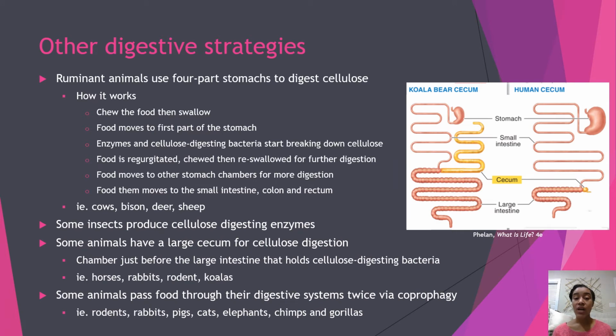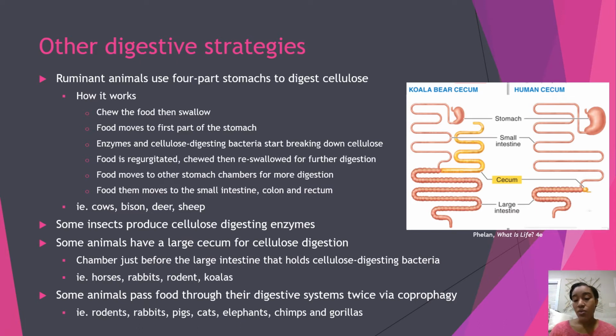There are also some other mechanisms that animals can use out there. Some insects can actually produce the cellulose digesting enzymes themselves. They don't need to have a partnership with any bacteria. Some have these really large cecums that are off of their large intestines where they harbor cellulose digesting bacteria. And so after it's gone through the small intestine, they will divert the chyme into the cecum for an extended period of time to allow the cellulose digesting bacteria to break down that cellulose before returning the chyme to the large intestine.